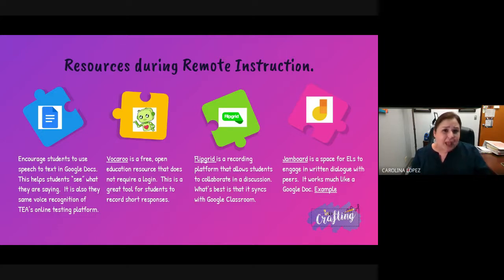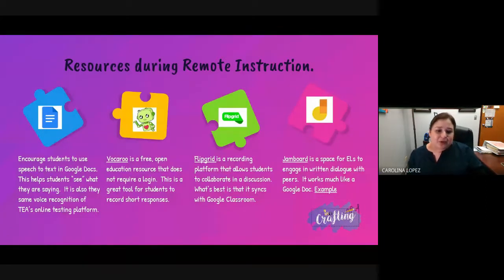And then of course, Vocaroo. I didn't know about it, but a quick Google search, I learned how to use it. It is a free open education resource. It's really simple to use. If I can use it, I guarantee that you can use it. You don't really need any formal training for this, but it's a great tool for students to record short responses. So again, we've included the link there. We encourage you to click on it and just kind of play with it and see how you can use it with your students. So, you know, maybe one day or one week you're going to use Vocaroo, and once your children are used to this, then you're going to switch it up to Flipgrid just to keep that interest going and keep them wanting to know what is on the learning menu for the day.